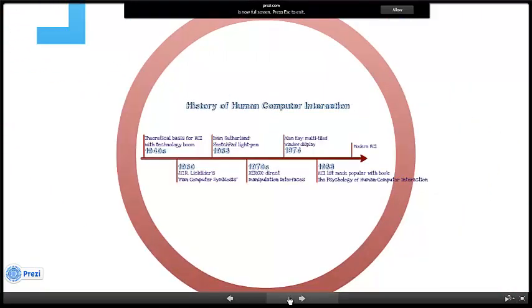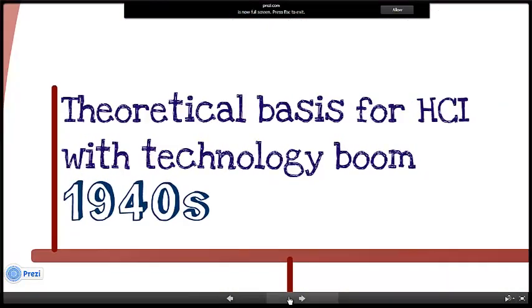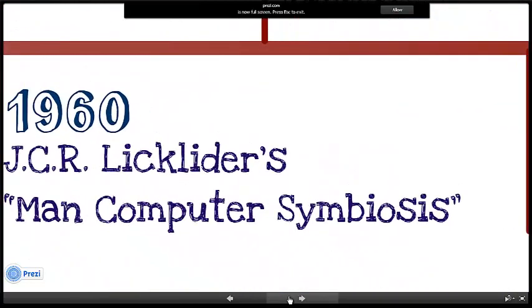But first, a little background. The theoretical basis of the term HCI can be seen as early as the technology boom in the 1940s and 1950s, when reducing operator burden was a key focus of early innovation. A major contributor to early human-computer interaction's development, J.C.R. Licklider, published Man-Computer Symbiosis in 1960, which focused on cooperation between humans and computers in decision-making and situational control without dependence on predetermined programs.